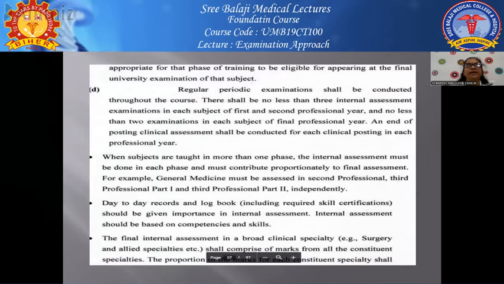Apart from this day-to-day internal assessment, regular periodic examinations will be conducted throughout the course. In all the subjects, you will be having not less than 3 internal assessment examinations, both for the theory and the practical test. So 3 internal assessments for theory, 3 internal assessments for the practical. Other than this, you will be given marks for your day-to-day record notebook as well as for the logbook also.